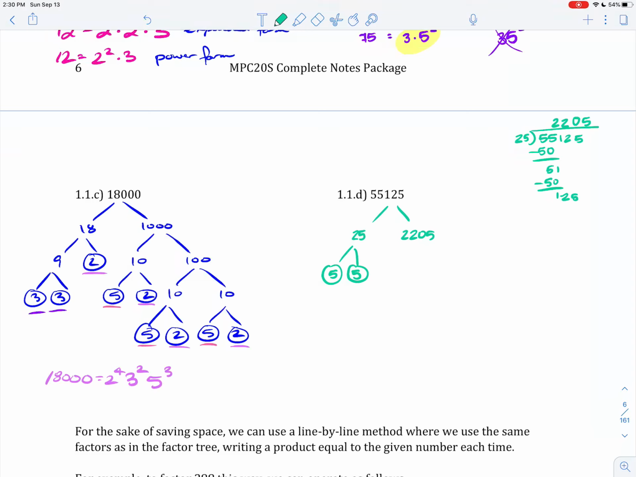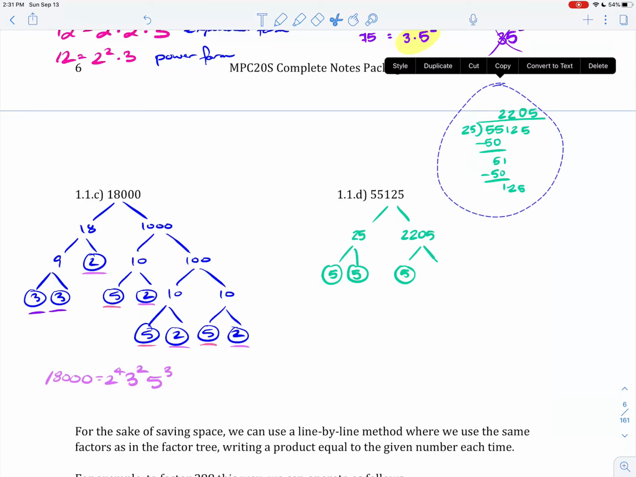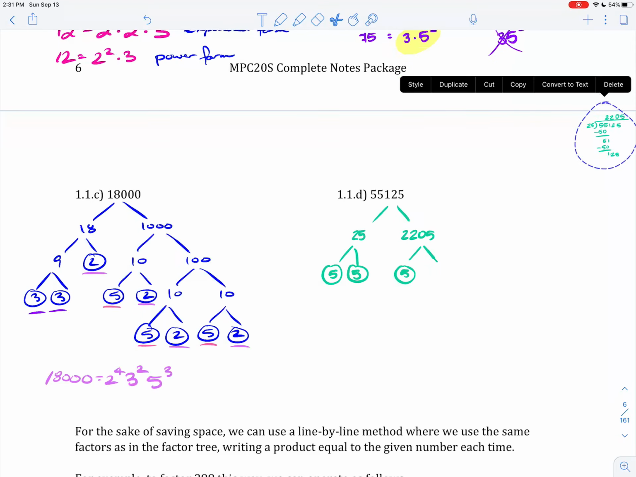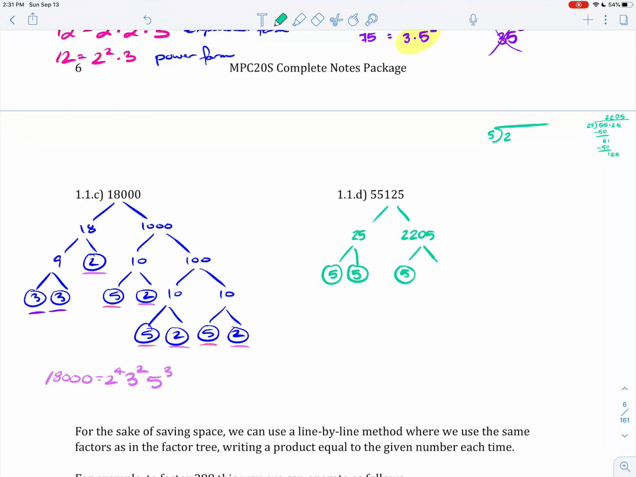My 2205 here, I know is going to be divisible by 5 because it ends in 5, which is nice and prime. But I don't know what it actually is. I'm going to move that to be small now. So, I can see how many times 5 goes into 2,205. 5 goes into 22 4 times. It goes into 25 times. And it goes into 5.